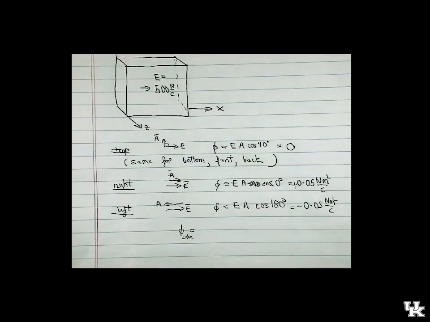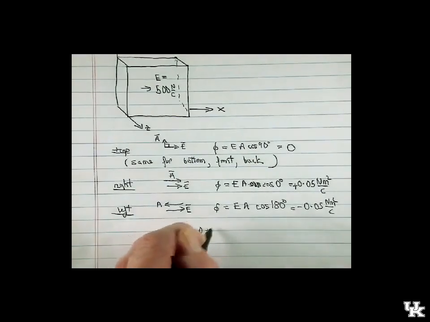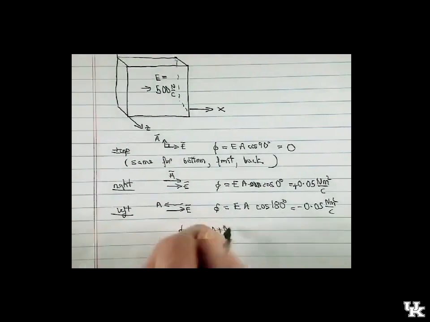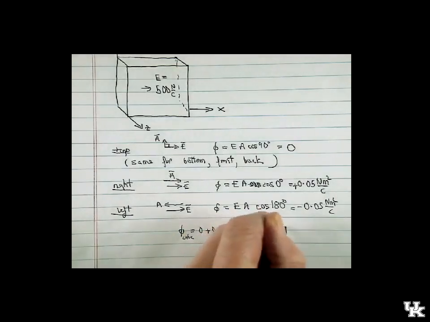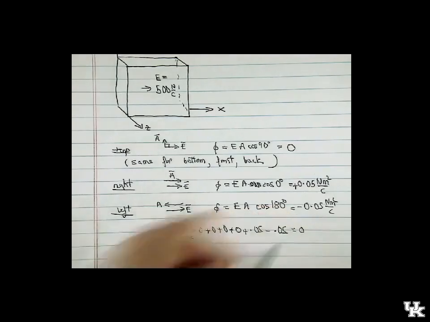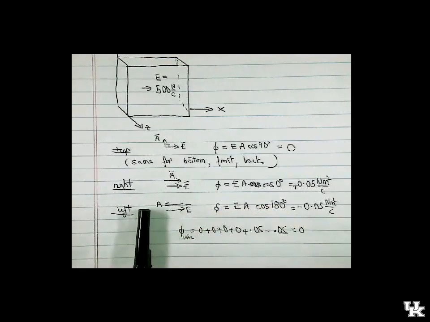That flux is going to be 0 plus 0 plus 0 plus 0. Those are the top, bottom, front, and back faces. Plus 0.05 minus 0.05 for the left and right faces. All add up to 0. So actually, there's no net flux through the entire box. There is a flux in and out through the left and right faces, but they perfectly cancel one another out.